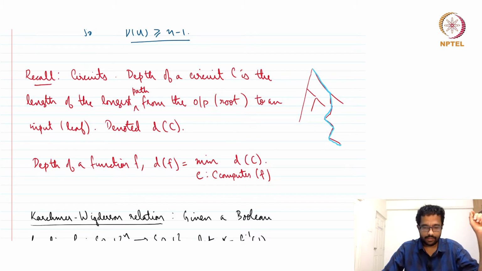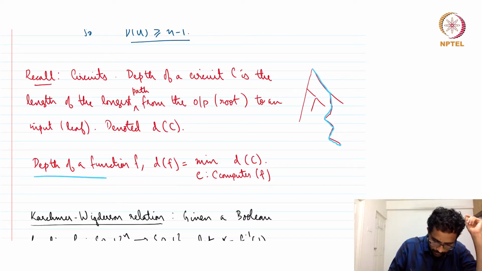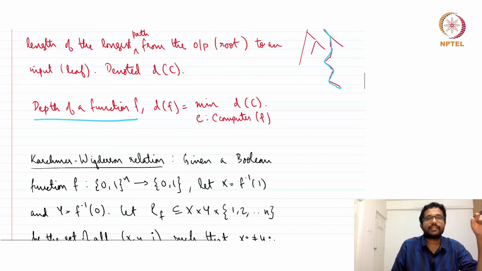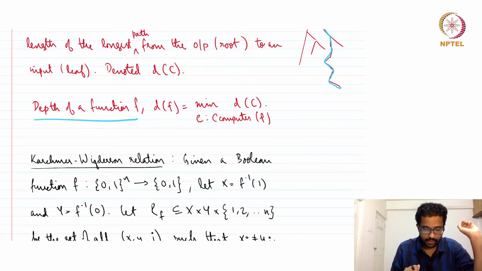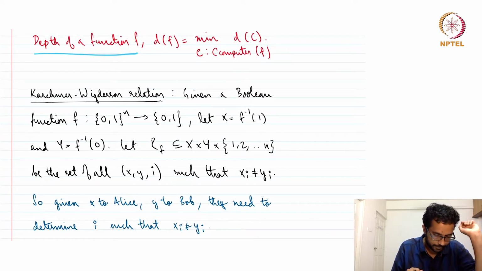This is the depth of the circuit, and this is denoted d of C, the depth of the circuit. And the depth of a function, d of f, is the depth of the smallest circuit that computes this function. So d of C for the C that minimizes this. The depth of a function is the depth of the smallest circuit that computes that function. So we have seen circuits, we know what this is.